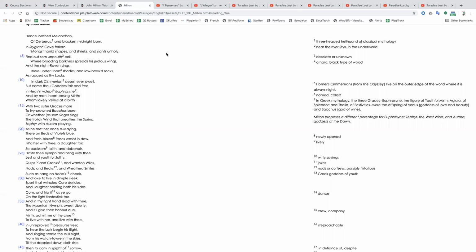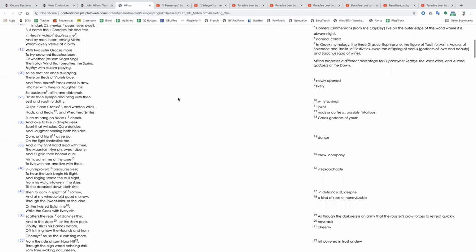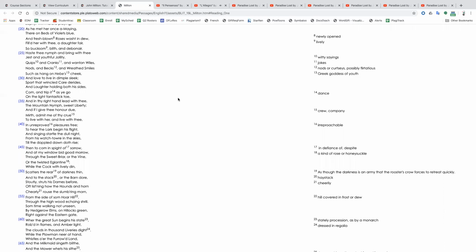But come, thou goddess fair and free, in heaven yclept Euphrosyne, and by men heart-easing mirth, whom lovely Venus at a birth, with two sister graces more to ivy-crowned Bacchus bore, or whither, as some sages sing, the frolic wind that breathes the spring, Zephyr with Aurora playing, as he met her once a Maying, there on beds of violets blue, and fresh blown roses washed in dew, filled her with thee, a daughter fair, so buxom, blithe, and debonair.